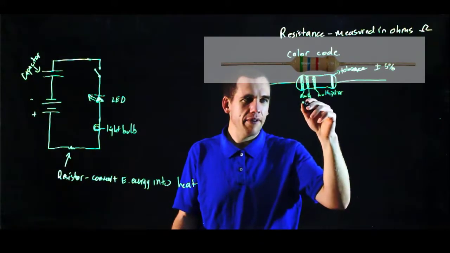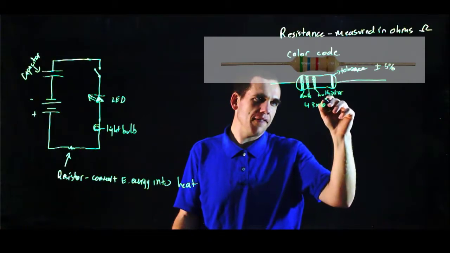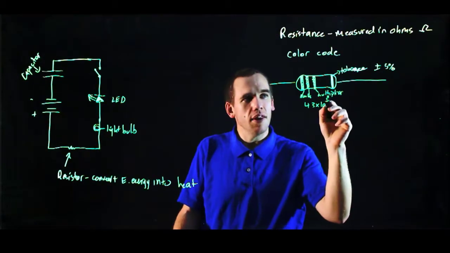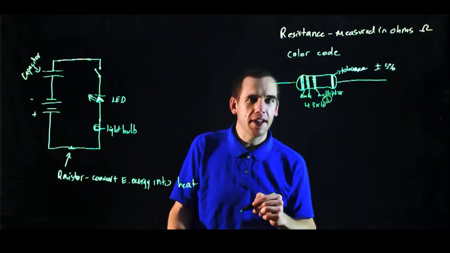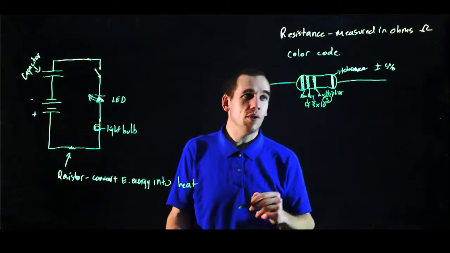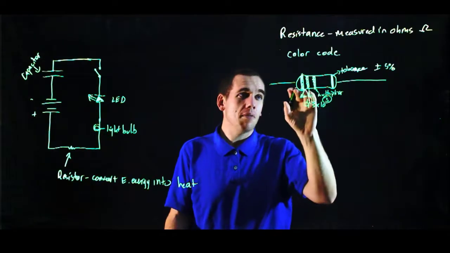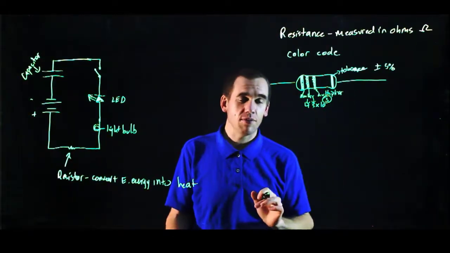So we might have 4.3 times 10 to the 5th or whatever. So this multiplier is the power of 10, and these two numbers are actually the digits that make up these first two. And sometimes you get a fourth band on a resistor, which means it follows the same convention. The first three are the numbers and the last one is the multiplier.